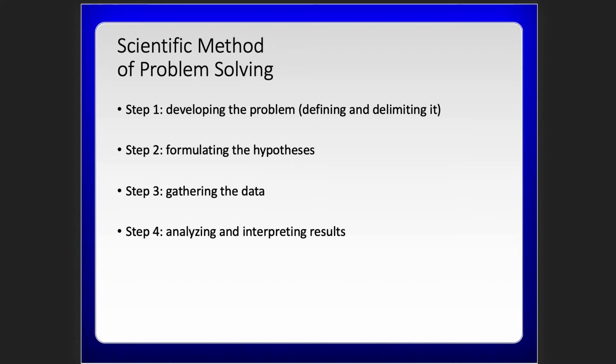Now, there's some other steps here that we have, but the core of the problem solving are these four steps, but there's some other sub steps in there. You can go into writing the paper and then publishing it and all the other stuff after step number four. But for the most part, steps 1, 2, 3, and 4 are the core of the scientific method.